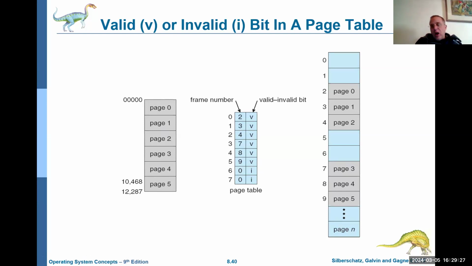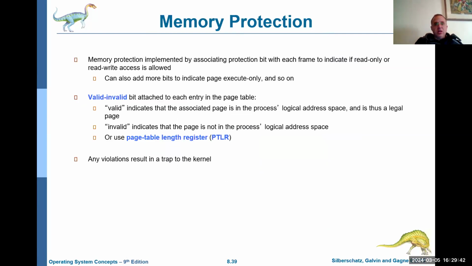Now, this assumes that a page table will be bigger than the actual pages the program uses, which is what I was talking about before. That's possible, but it doesn't have to be that way. If it is, then I need to have this, and that's actually what's written here. Use a valid-invalid bit. Memory protection is implemented by associating a bit with each frame to indicate if read-write access is allowed. You can also add more bits to indicate that the page is execute-only.